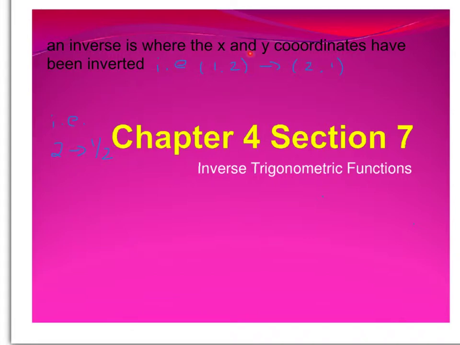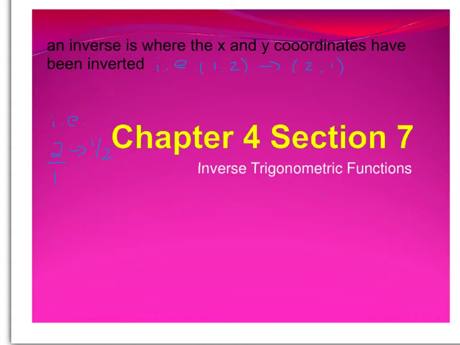Here are some things I want you to keep in mind. An inverse is where your x and y coordinates have been inverted. For instance, let's say I have the point (1, 2). The inverse of that point is going to be (2, 1). So we took all of our x's and our y's and we swapped those. For a reciprocal, it's the opposite of a given function. So let's say 2. I'm going to flip that over. If you want, you can put that as 2 over 1. You flip it over, the reciprocal is a half. So an inverse is clearly not a reciprocal.